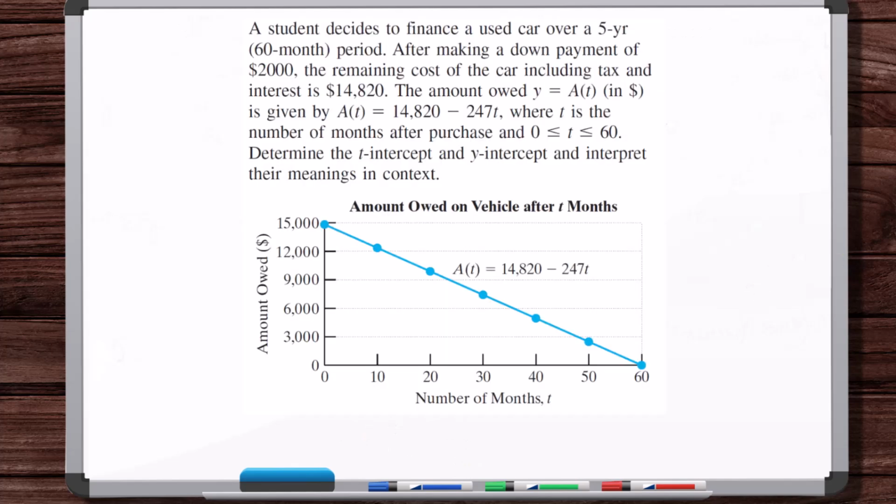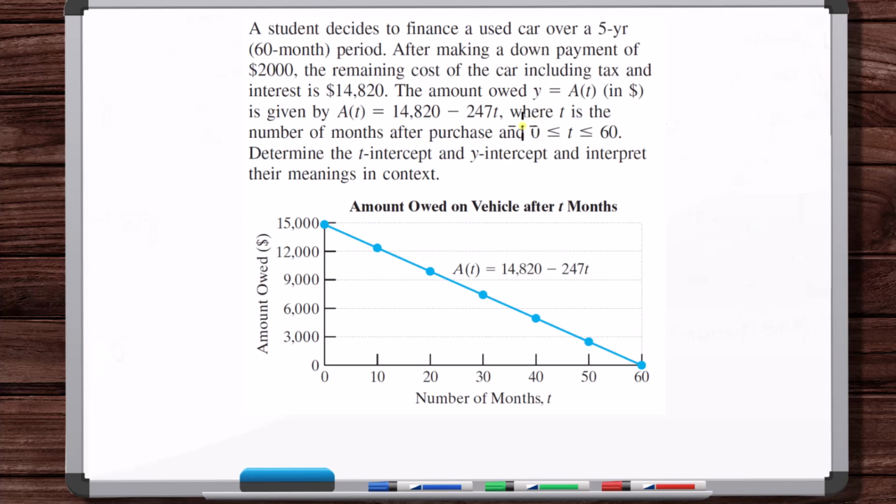Okay, we can think about x and y intercepts of functions in actual applications, of course. So if a student decides to finance a used car over a 5-year period after making a down payment of $2,000, the remaining cost of the car, including tax and interest, is $14,820. The amount owed, which is this output y, which they're writing in function notation, A, the amount owed, is a function of time, and dollars is given by this function here, where t is the number of months after purchase, and the domain of t is anything between 0 and 60.